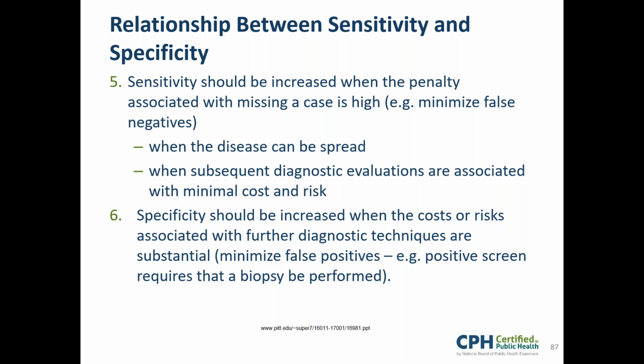Sensitivity should be increased when the penalty associated with missing a case is high, so if the disease can spread rapidly, like a highly infectious disease, or subsequent diagnostic evaluations are minimal. If someone can be followed up at a low cost and low risk, why not have a highly sensitive test? Specificity should be increased when costs or risks associated with further diagnostic testing are substantial, so you want to minimize false positives. For example, if you screen positive, you have to have a biopsy. That's something you want to be careful of. Next slide.